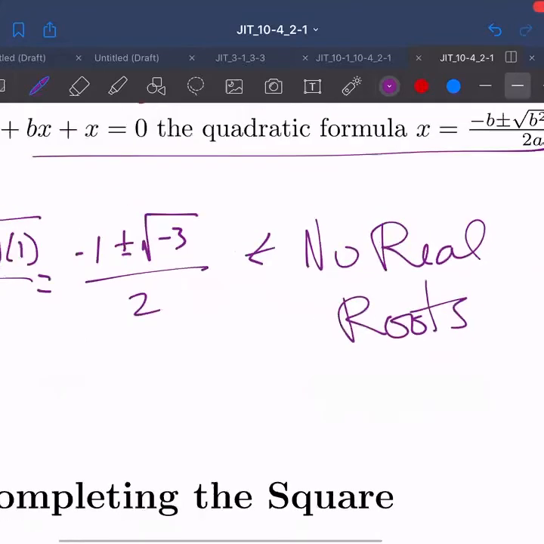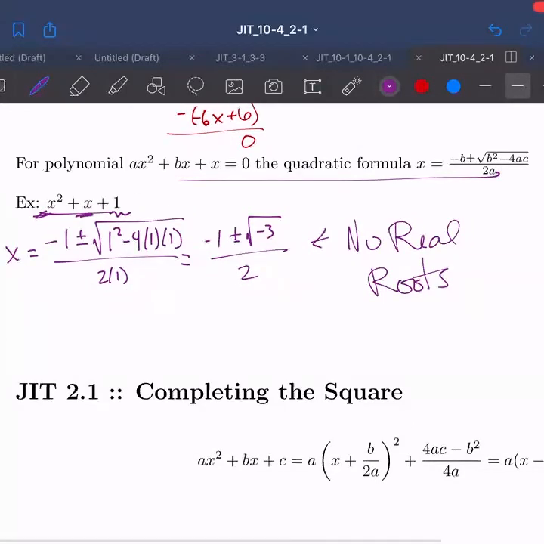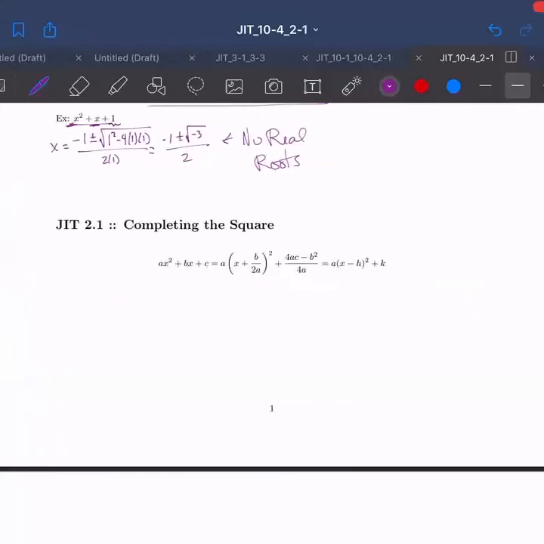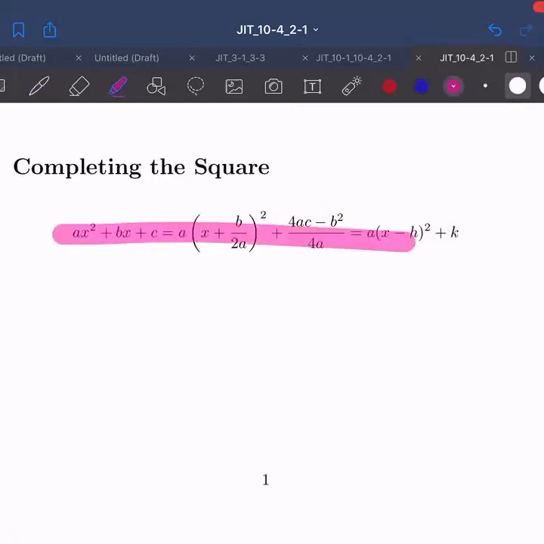And when we get into, in just a few videos, we'll talk about what to do with negative numbers under there. But for right now, just know that that is one more factoring method that you can use. Okay, so our last factoring method we'll talk about is completing the square. So completing the square uses this formula.